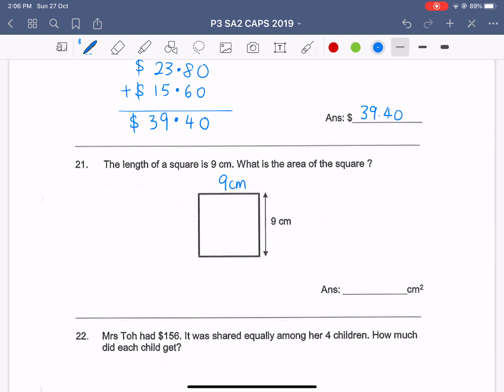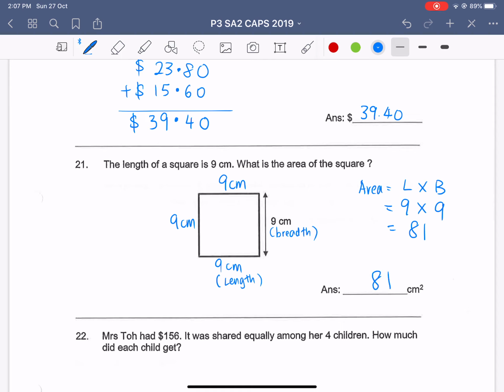Okay. Alright, now question 21, what is the area of the square? So let's label out all the sides first, since we know that all sides are equal in a square. Okay, and this one is the length, this one is the breadth. So when we talk about area, area is equal to length times breadth. The length is 9, the breadth is also 9. So 9 times 9 gives us a total of 81.